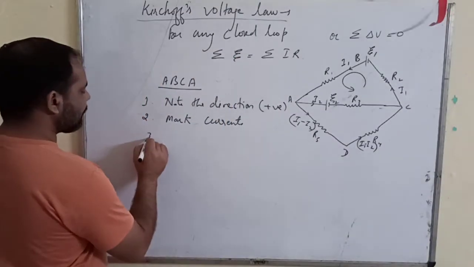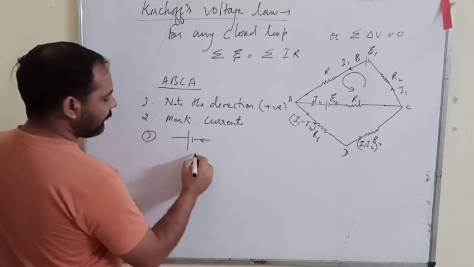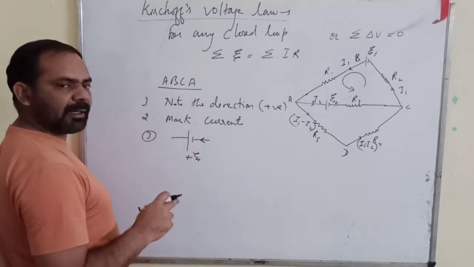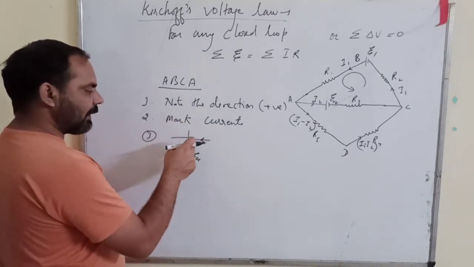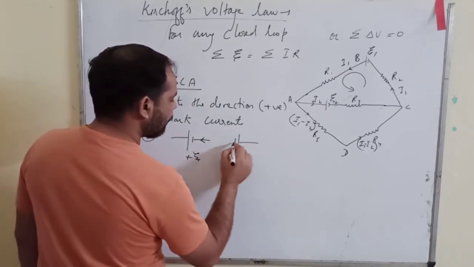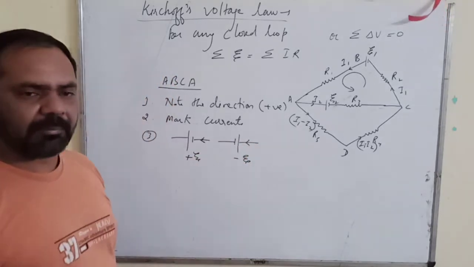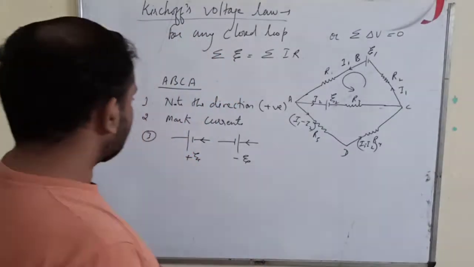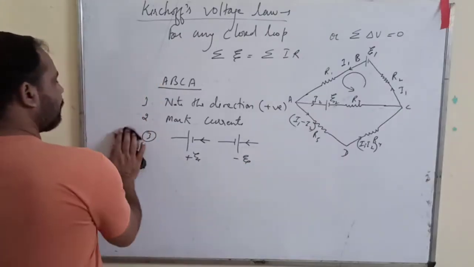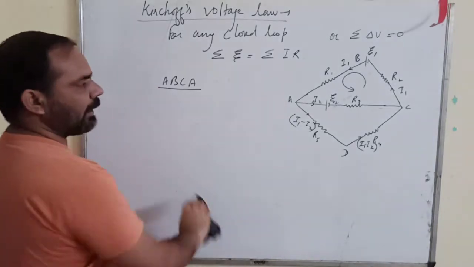Suppose your condition is this one, then the EMF is positive EMF, meaning current is coming and hits the negative plate first. If it firstly hits the negative plate, then the EMF will be positive. And if it is like this, hitting the positive plate first, then you take it as negative EMF. Alright, so this is your third step. Now, I will apply Kirchhoff's second law in this loop. So this way I have marked.